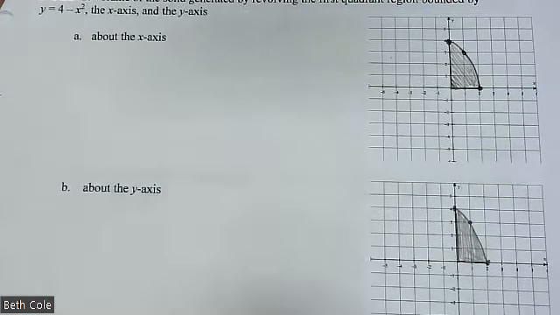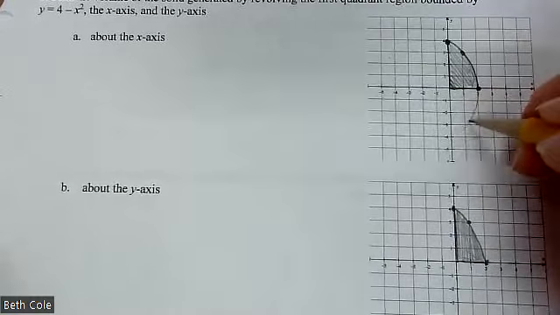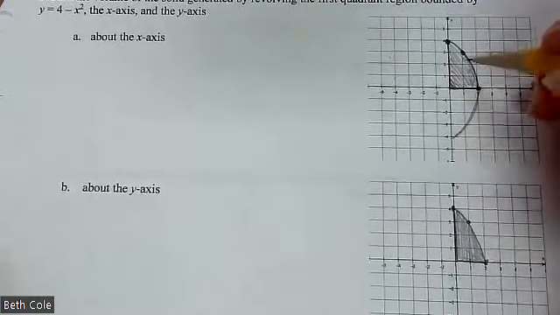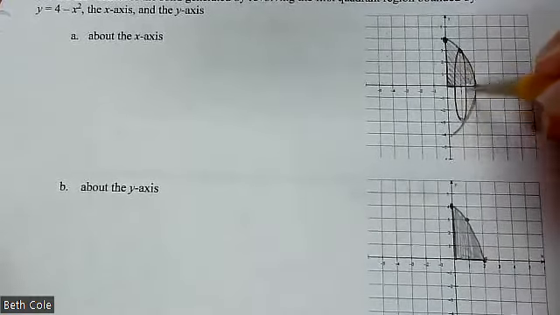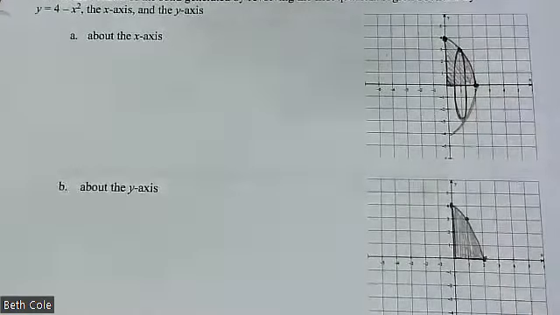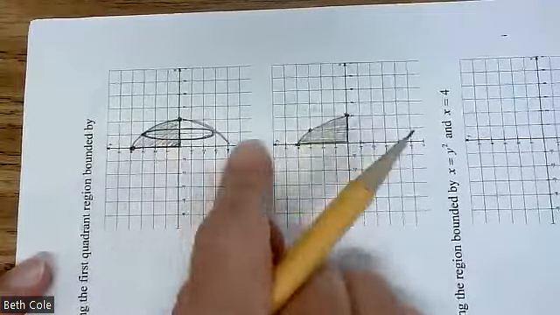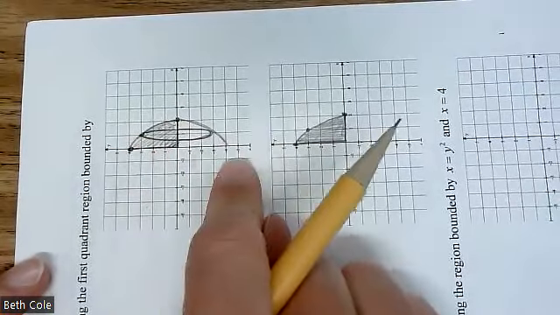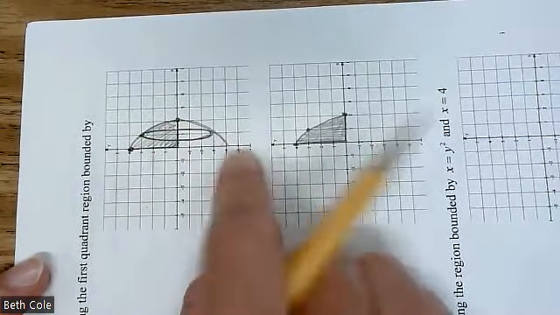So for letter A, we're going to spin around the x-axis. So draw a ghost shape on the other side of the x-axis and try to imagine this as a three-dimensional thing. I feel like it looks kind of like a pitcher's mound, only very exaggerated. Do you know what I'm talking about?